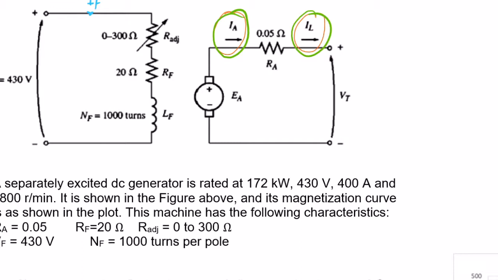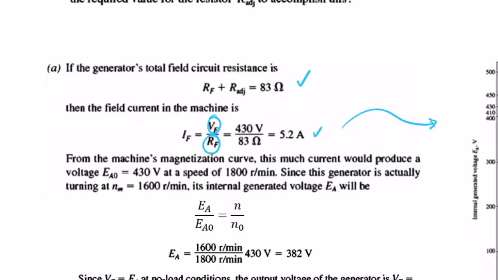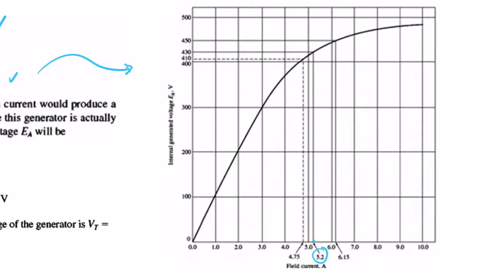Then you can use the magnetization curve. Okay, then you can check IF equal to 5.2, which is this point. If you use this point and project it to the curve, you get this, and then you project it to the y-axis, you get a value for the internal generated voltage of 430 volts. This value here, in case it's not very clear, is 430 volts.